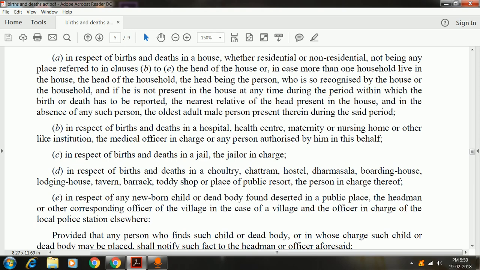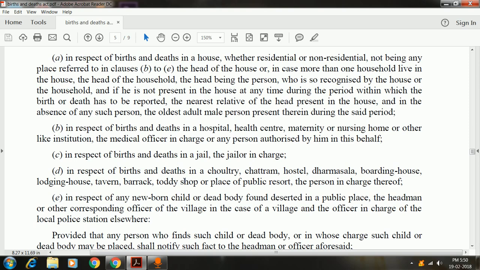Now, in respect of births and deaths in a hospital, healthcare center, maternity or nursing home, or other like institution, it is the medical officer in charge or any other person authorized by him on his behalf. So the medical officer, that is essentially the doctor. In respect of births and deaths in a jail, the jailer.